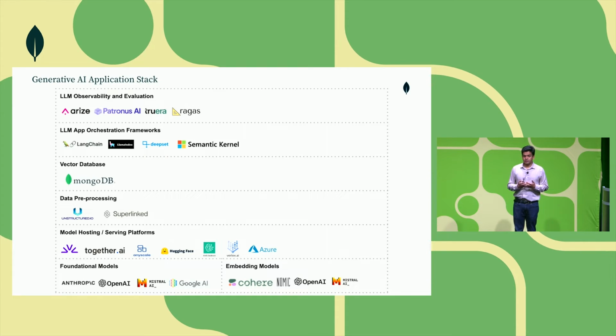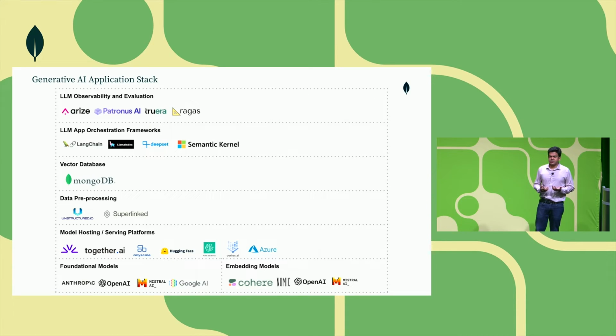Vector database, your operational category, is MongoDB, obviously. And then for your LLM orchestration, there are some popular frameworks that I'm sure a lot of you have been using, and we have native integrations with these. We'll talk about LangChain, LlamaIndex, Haystack from deepset, Microsoft Semantic Kernel, and then followed by the LLM observability and evaluation.